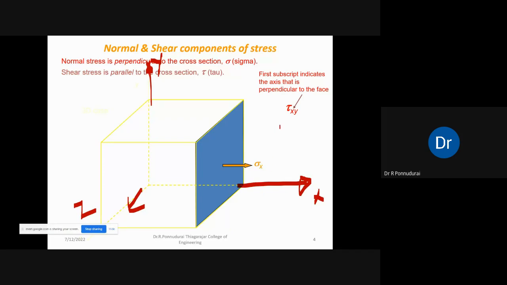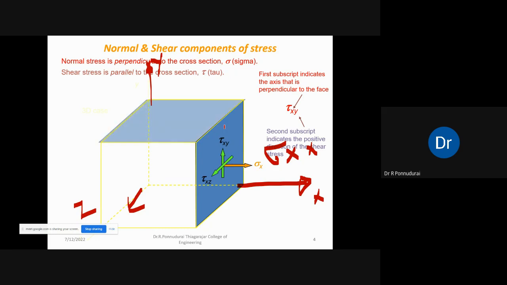So here the normal stress is designated by the letter sigma xx. Okay, and two shear stresses. What does it indicate actually? What does this x indicate? The first subscript indicates the axis that is perpendicular to the face. Okay, the plane is in the x-axis. The position of the plane in the axis, that is what the x is here. So this x designates the direction. That is why we say it is sigma xx.